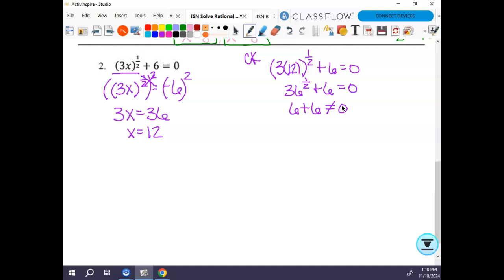Now, sometimes when we take the square root of 36, we get plus or minus, right? That's when we introduce the square root. We did not introduce the square root. It was there from the very beginning. So that's why it's just a plain old 6. Okay, so that means that that is not true, so this is extraneous. And the answer is actually no solution.